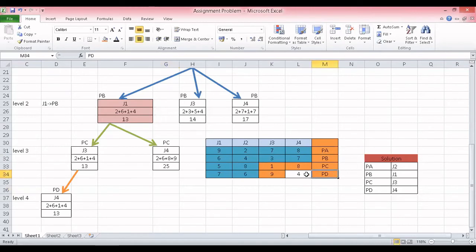Coming to person D, this particular row, the minimum is 4. So I take that 4 here. The sum of that comes out to be 13. Okay, finished.